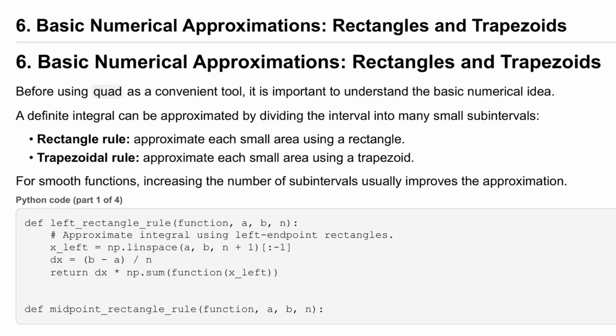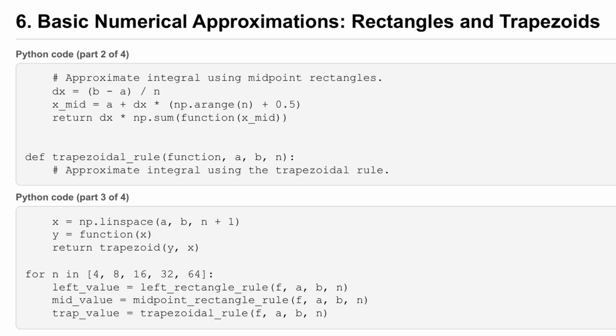While the quad solver is incredibly powerful, it is important to understand the fundamental algorithms behind it. Numerical integration generally works by dividing the total interval into many small subintervals. Here, we define a basic left endpoint rectangle rule to approximate the area. We can improve upon the left rectangle rule by taking the midpoint of each subinterval, or by connecting the function values to form trapezoids. We define functions for both the midpoint and trapezoidal rules so we can compare their accuracy against the simple rectangle approach.